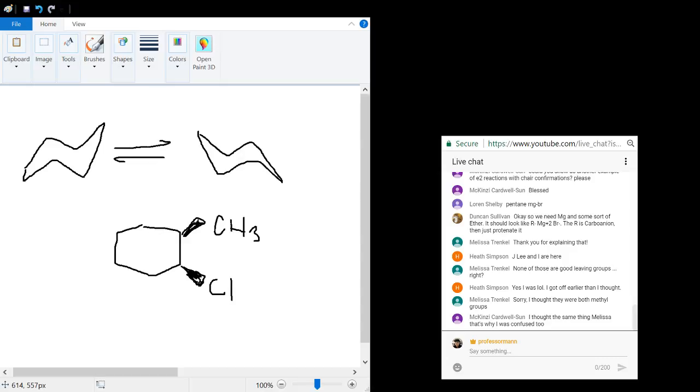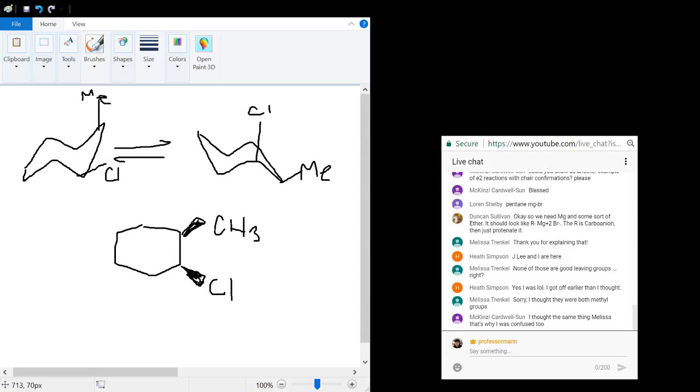But so remember that when the chair flips, it goes from axial to equatorial. So I'm just going to kind of arbitrarily assign this. This will be my methyl group. We can designate that as Me. And then cis to that pointing up is my chlorine. Then when I flip that, the methyl is still pointing up, but now it's in the equatorial position. And the chlorine is still pointing up, but it is in the axial position.